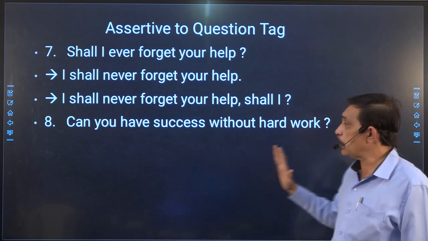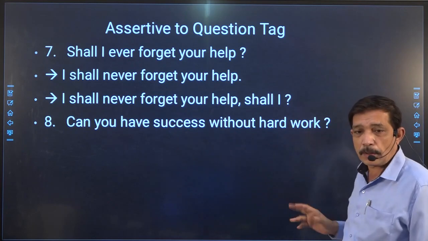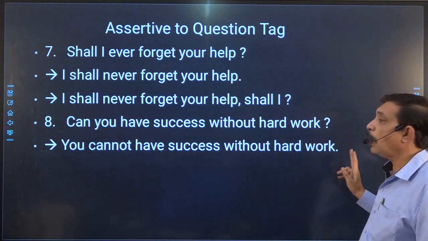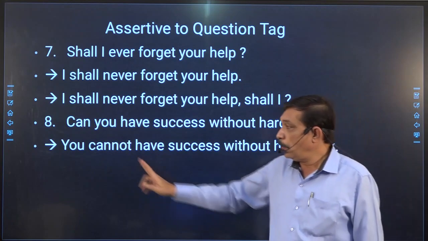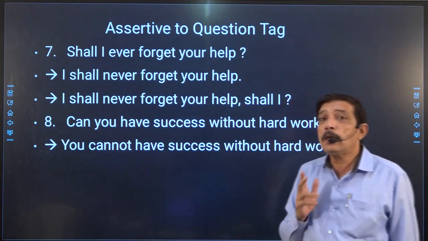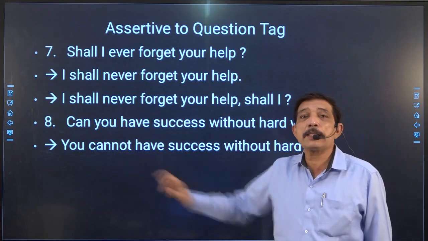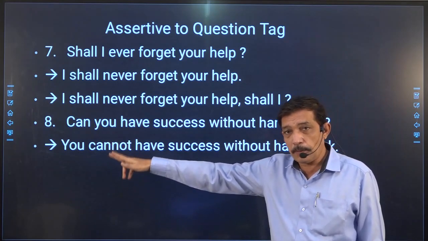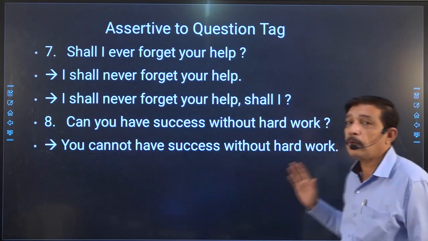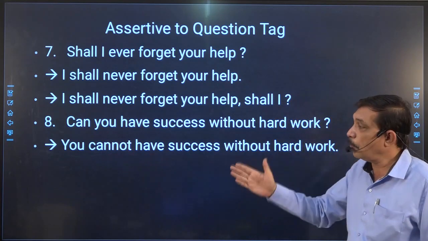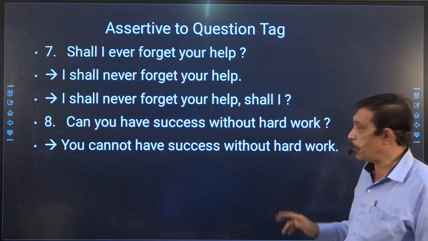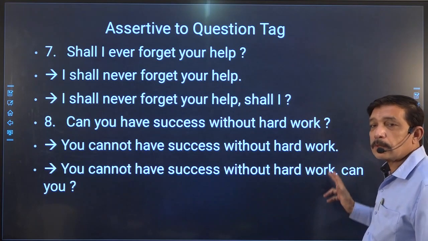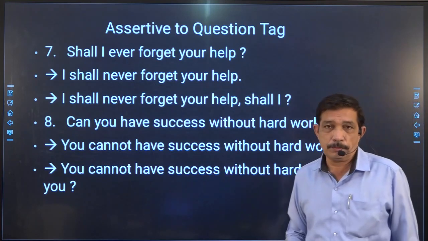Can you have success without hard work? That is the interrogative. Now we did the assertive. What was that? You cannot have success without hard work. Now can is a modal, but here it is working as a helping verb, right? So can is the helping verb, negation is there. That means I have to use that same helping verb over here, remove the negation and add the subject. What is it going to be? You cannot have success without hard work. I keep the sentence as it is, put a comma, can you.